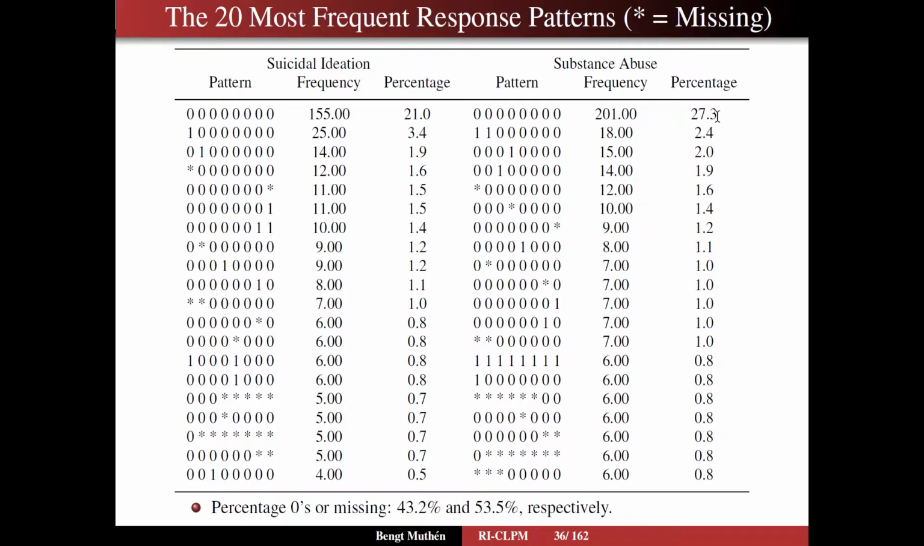Now, we also have missing data denoted by asterisk here. And if you look at the bottom, the percentage of those individuals who have zeros or missing is 43% for suicidal ideation and about 54% for substance abuse. So that's a serious challenge for the cross-lagged modeling, because we have close to half of the sample that doesn't show a change, an observed change from 0 to 1 or from 1 to 0 across time, which then makes more difficult the cross-lagged panel modeling.